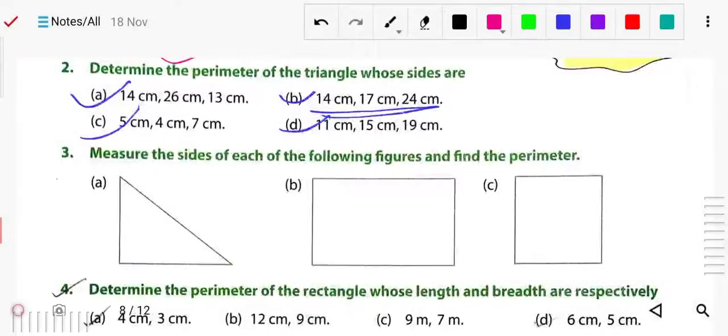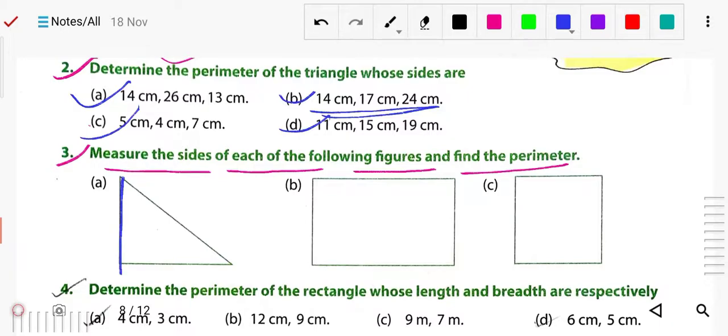Okay, so let's see this one. Okay, this number 2 is finished. Now number 3, the rest of the questions you can do by yourself. Number 3, measure the sides of each of the following figures and find its perimeter. Means by the help of scale you have to measure the side, what is this side value and this side value, and then you have to find the perimeter. So like a triangle, all three sides you have to find.